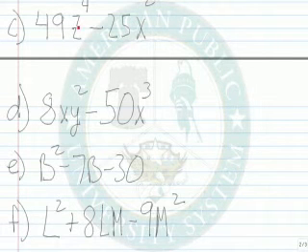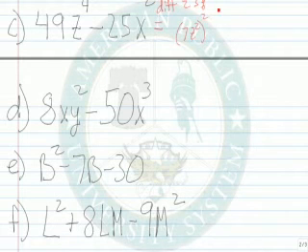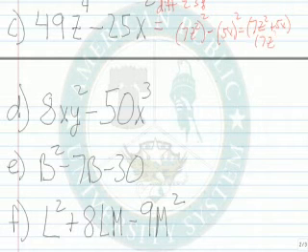Let's look at 49z to the fourth minus 25x squared. This is going to be the difference of two squares. We identify the first one as 7z squared, and the second part we identify as 5x, with a difference in the middle. Therefore, our answer will be 7z squared plus 5x times 7z squared minus 5x.